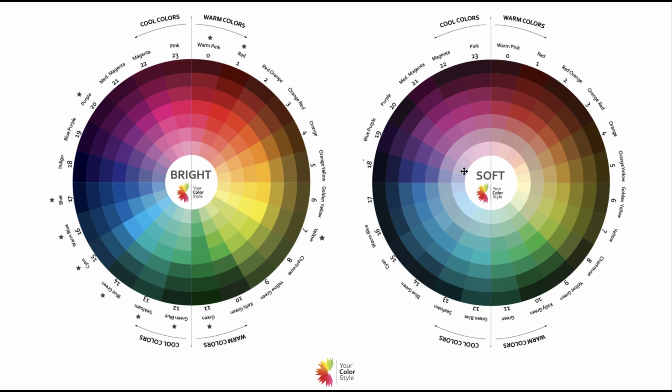And then the soft color wheel starts out slightly muted, so it's a much softer version. So here's a soft red versus a bright red. And then the same thing goes dark to light. Regardless of which color type you are, you would not necessarily be wearing this entire color wheel. You'll be customizing it down to your most flattering colors, your color type.